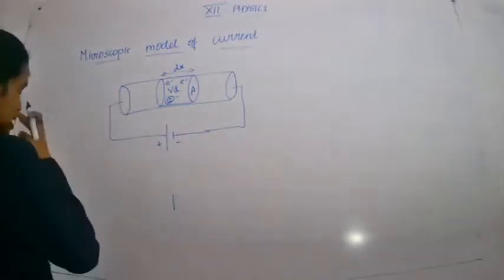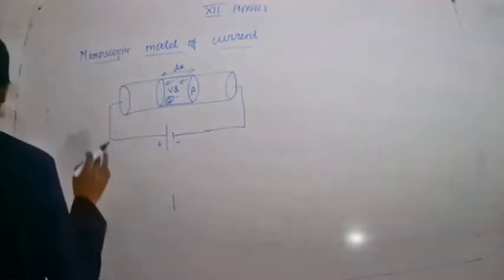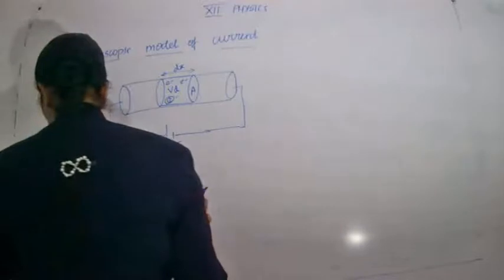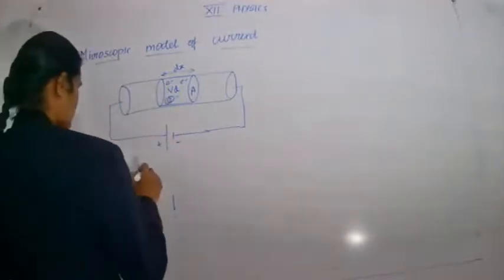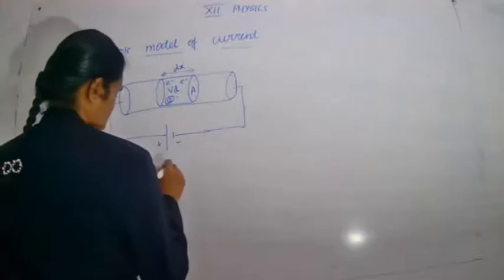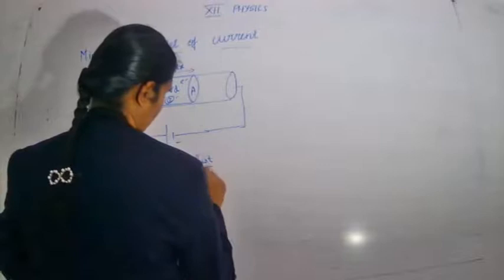What happens? A drift velocity is created. That velocity is written as Vd. Now, that velocity is equal to what? Normally, velocity is equal to distance by time taken.